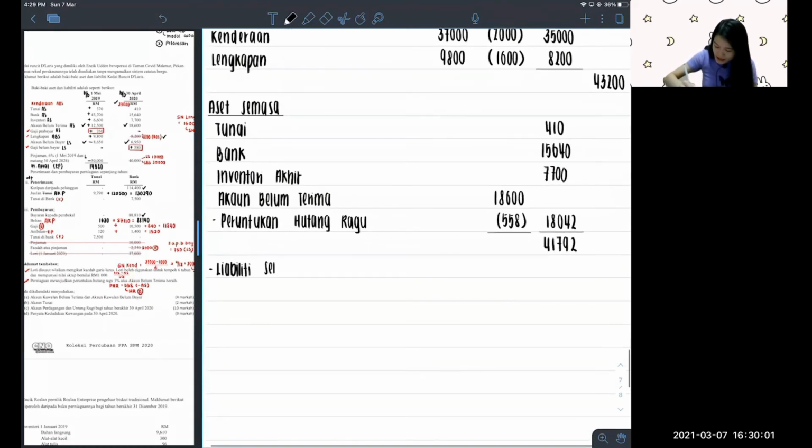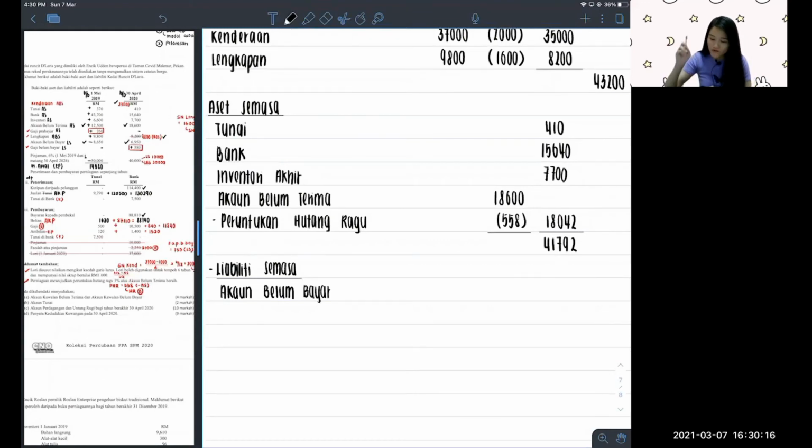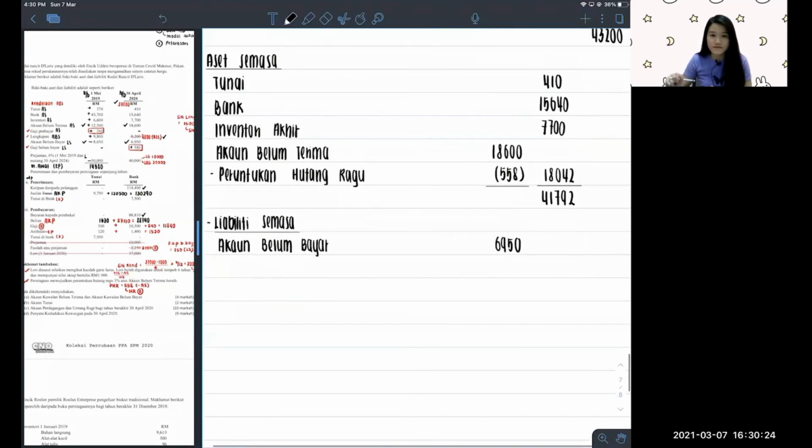Okay, so liability semasa. We have the first one to be account belum bayar, definitely. Every time there is account belum bayar. But this time we have our faedah atas pinjaman belum bayar and pinjaman LS version. So we're gonna put it on the second column. So account belum bayar is 6,950 for baki akhir. Second one is our gaji belum bayar of 580.